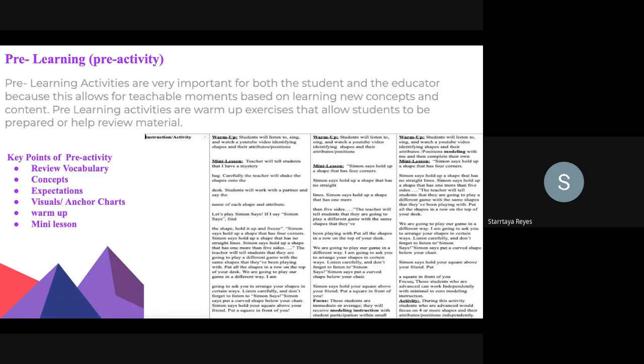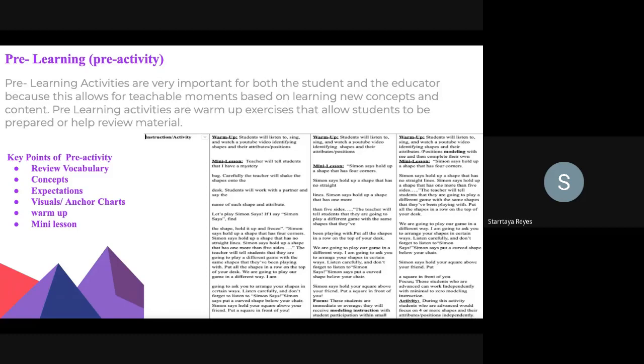The teacher will tell students that they are going to play a different game with the same shapes they've been playing with. Put all the shapes in a row on the top of your desk. We are going to play our game in a different way. I'm going to ask you to arrange your shapes in a certain way. Listen carefully and don't forget to listen to Simon Says. Simon Says, put a curved shape below your chair. Simon Says, hold your square above your friend. Put a square in front of you. And that was it.